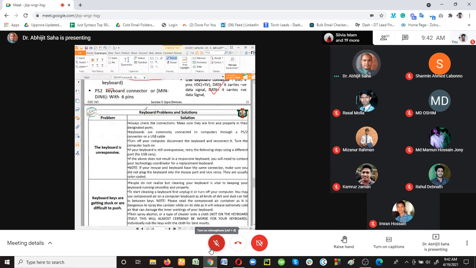And here we have some keyboard problems and solutions. I mean, this table information you will not find in the lecture notes. The lecture notes give you some troubleshooting and repair information with defective cables and stuck keys.